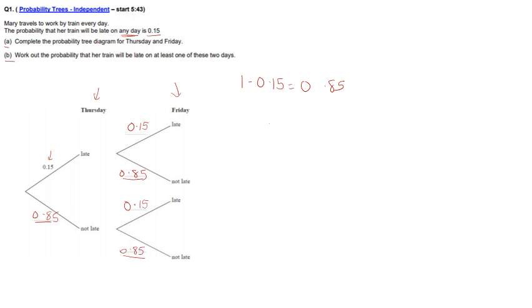B, I've got to work out the probability that her train will be late on at least one of these 2 days. So this is the most important bit here, at least one of the 2 days. So the first thing I'm going to do is just write the outcomes on the end of the tree. So if I get to this point here on this tree, I've gone late on Thursday, late on Friday. If I get to this point here, I've gone late on Thursday and not late on Friday. This one here. We've gone down this section here, not late, and then late, and the last one here, not late and not late. So I've done the outcomes.